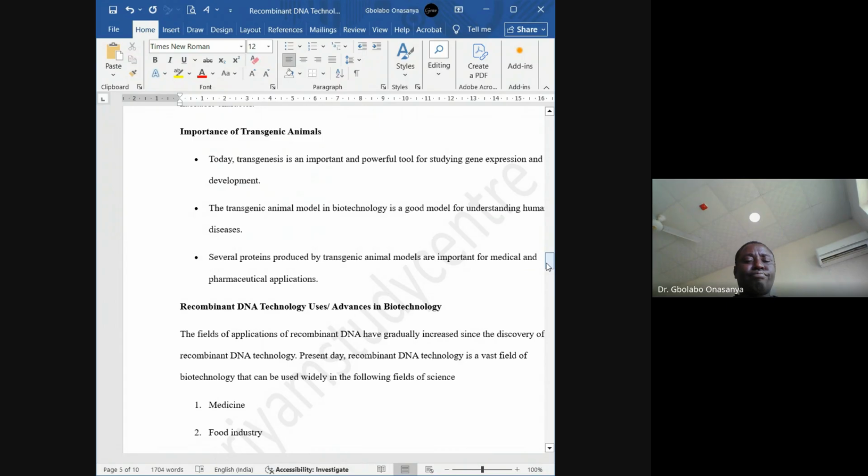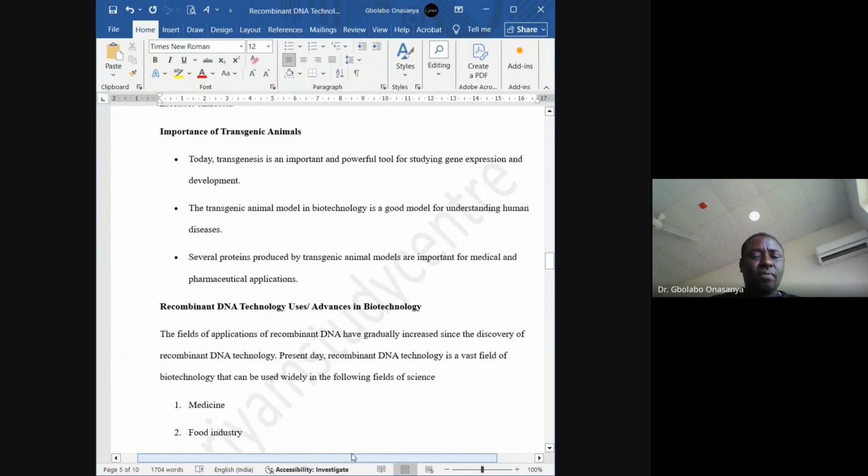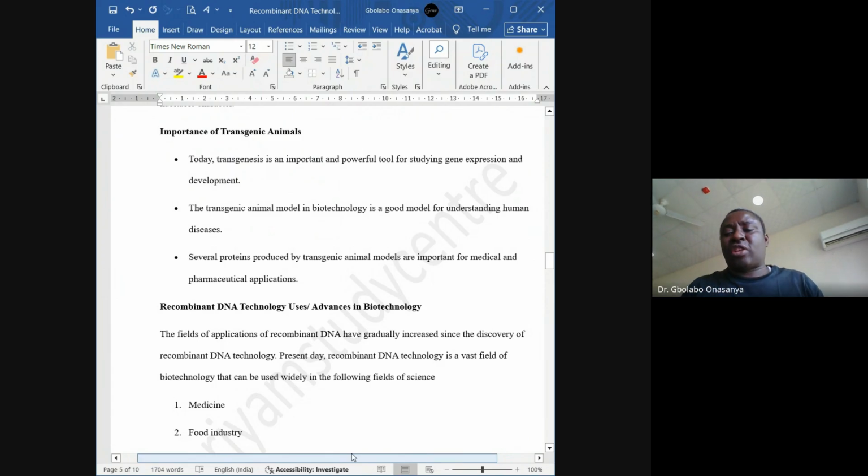Transgenic animal models in biotechnology are good models for understanding human genetic diseases. To understand human diseases, you have to study gene expression. Several proteins produced by transgenic animals are important for medical and pharmaceutical applications. I'm talking about the importance of transgenic animals, which is an application of transgenic organisms and genetic engineering.